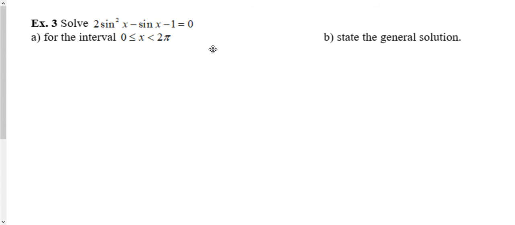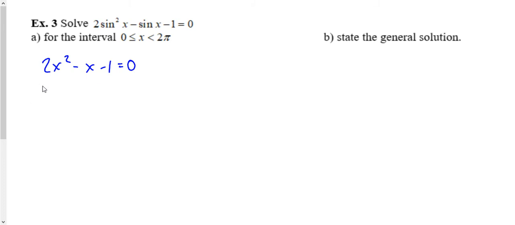In example 3 here, we have solve 2 sine squared x minus sine x minus 1 equals 0. So again, what do I want to do? I want to rewrite this in terms of x's. So I have 2x squared minus x minus 1 equals 0. Again, options to solving this would be to decompose, to use quadratic formula, or to use graphing calculator.